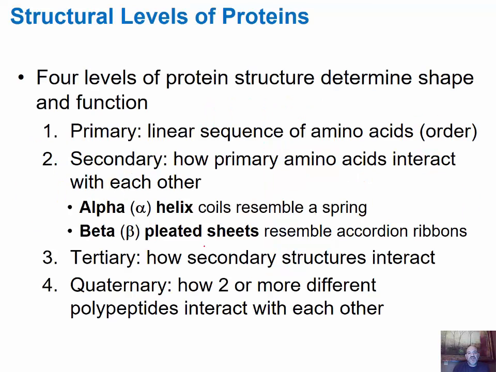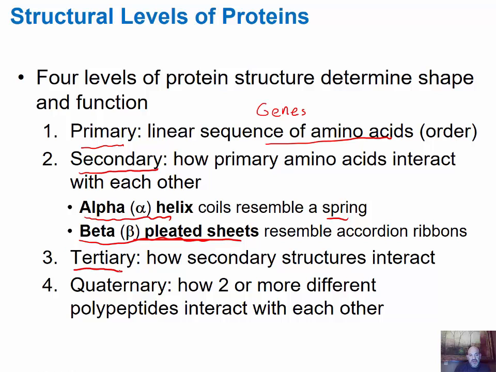There's 4 levels of protein structure which determine shape and function. There's the primary, which is basically just the sequence of amino acids, which, by the way, the sequence of amino acids in a polypeptide chain is determined by genes found in DNA. Okay. The secondary structure is going to be the primary structure as it begins to fold and twist, and this is due to interactions with nearby amino acids. And there's 2 general types. We have alpha helix, which is a coiling and resembles a spring. And then we have beta pleated sheets, which resemble accordion ribbons.